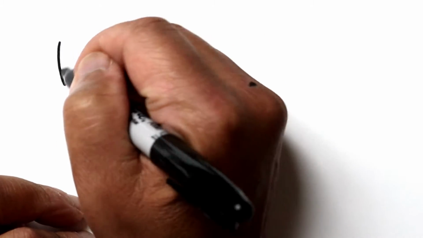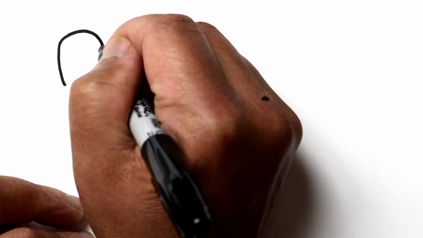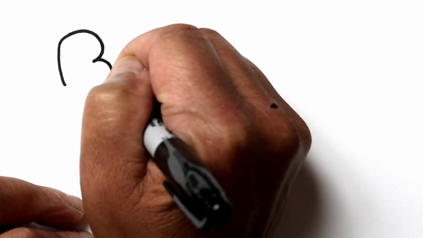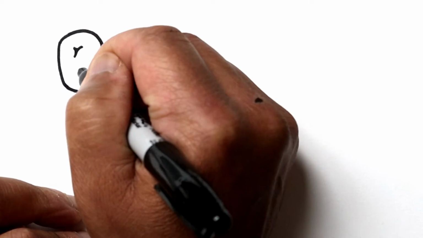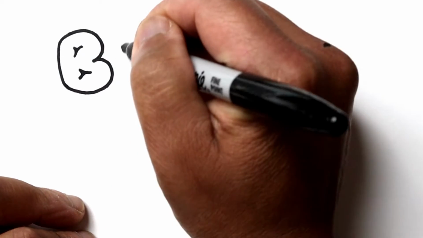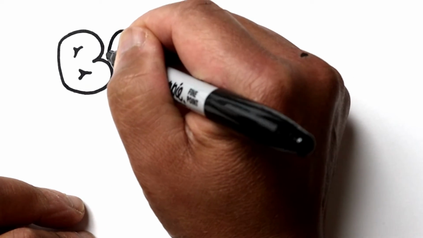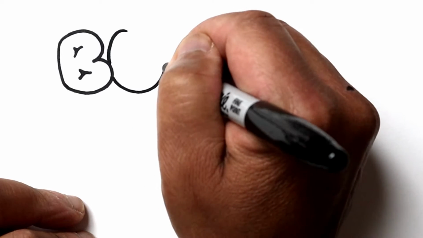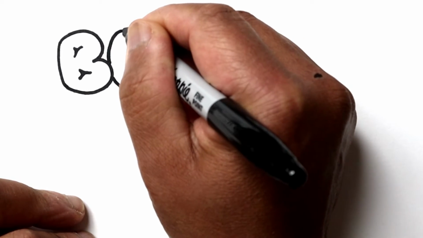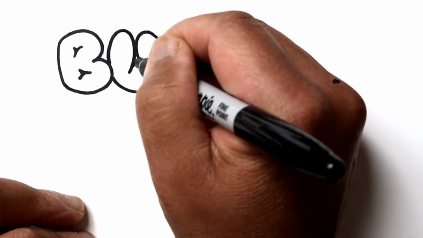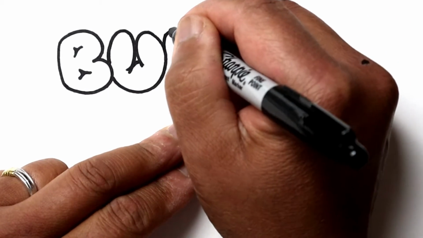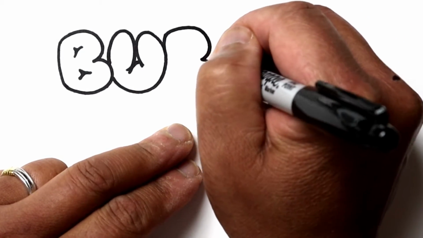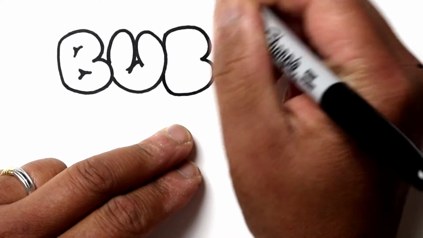And I'm just going to get started, and these are going to be a little bit different maybe in style from the others that I showed you, but basically the same principles, where we make them kind of bulbous looking and look like they're balloons. So we've got a lot of B's here.